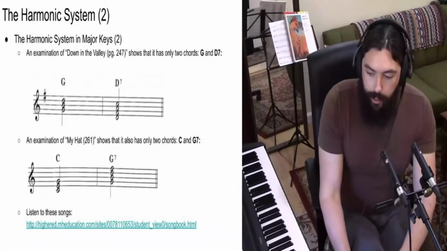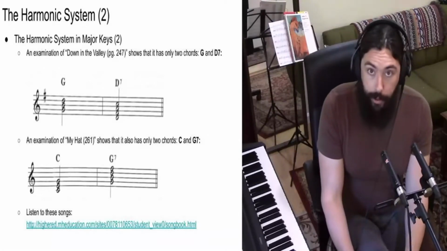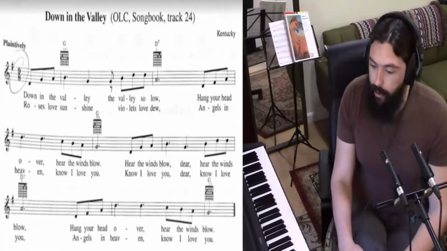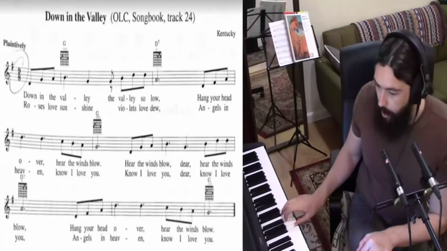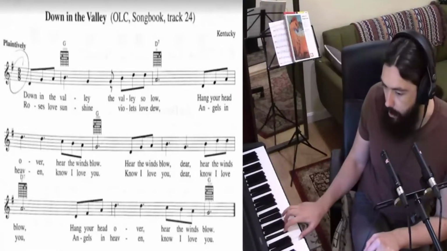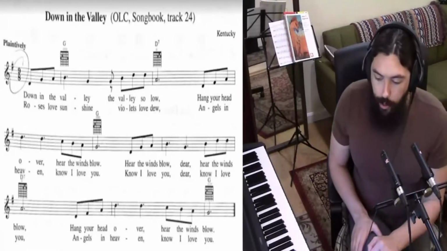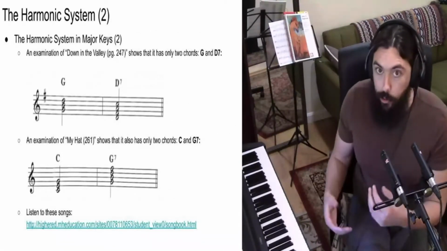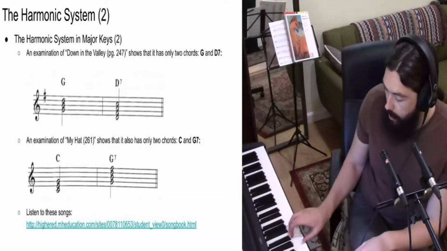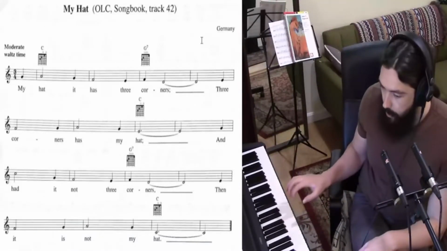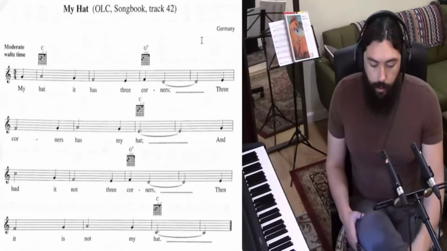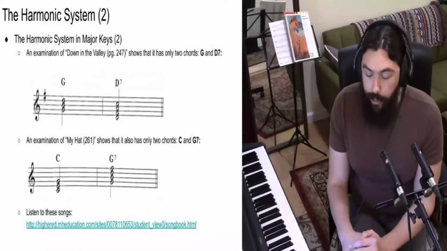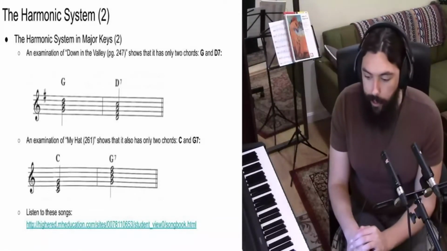So if you notice in Down in the Valley, there are really only two chords, right? We have a G chord and a D7 chord. Okay, and if you looked at My Hat, you would notice there's only two there also, but these ones are C and G7, right? So go ahead and also listen to these songs by clicking on the link here on slide 2, so you can get an even better idea.